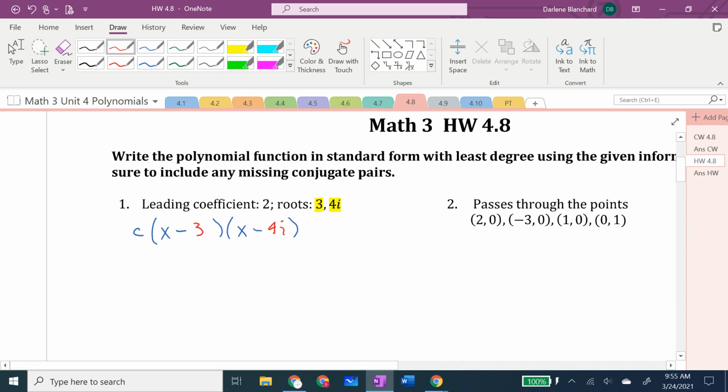But what you have to be aware of is if 4i is a root, somebody else has to also be a root. Its conjugate must also be a root. And so I'm going to add in negative 4i is also a root.